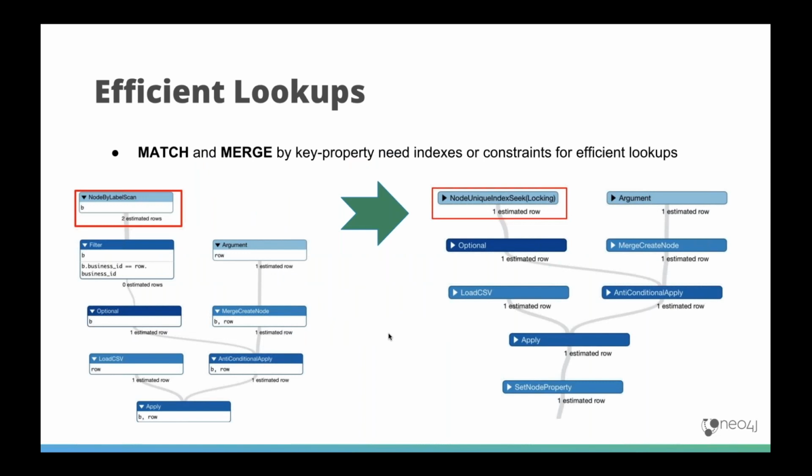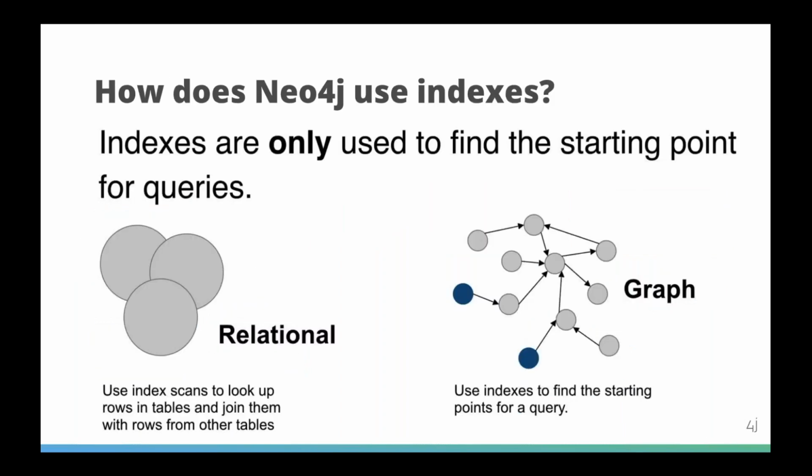Something else for data preparation, which is quite important, is to create the proper indexes and constraints up front, which allow you faster lookups. So basically for match and merge operations, Neo4j, if possible, uses indexes for the key properties. And if you don't have an index or constraint, then it does a full scan over the whole label, which gets continuously slower as more data is in the database, versus if you have an index or constraint, then it uses just a fast index operation for getting this information.